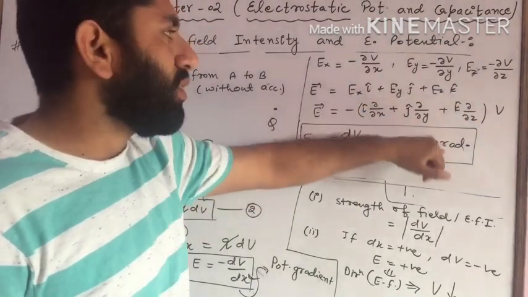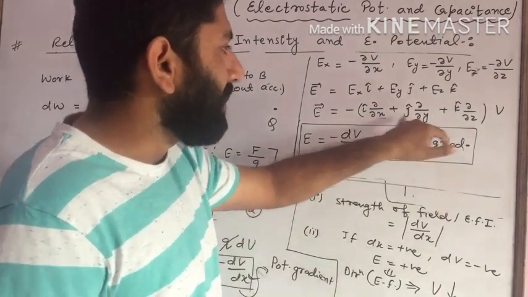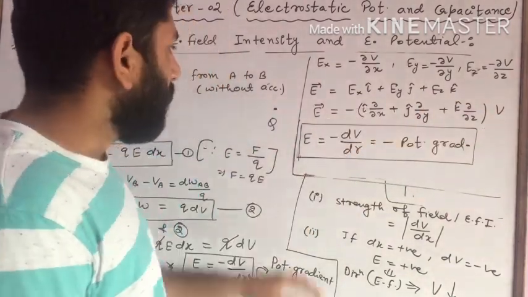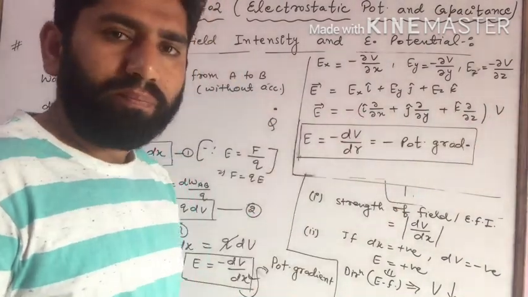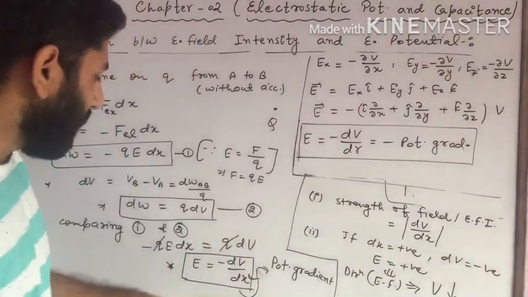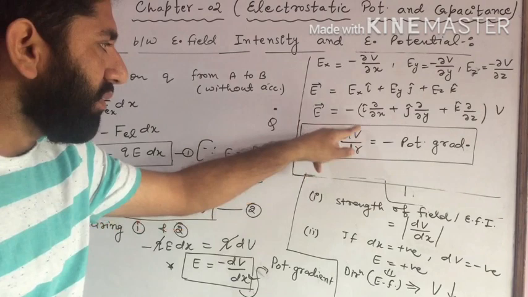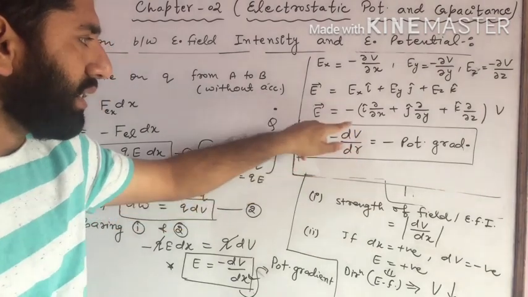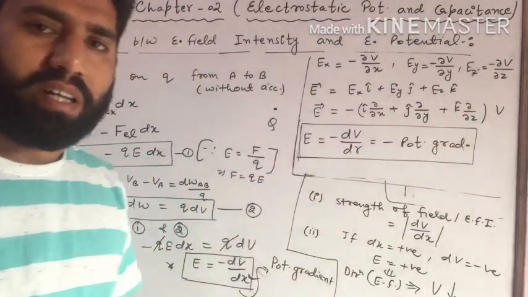If you place the values over here and take the potential function to be common, you get this expression for electric field. So this is the final relation between electric field and potential in vector form. Okay, and I have written the same relation: electric field is minus dV over dr. This term dV over dr tells us about the rate of change in potential with distance. It is known as potential gradient.